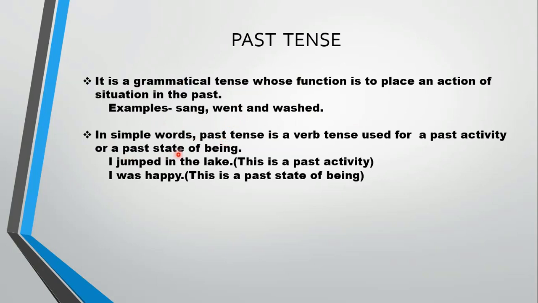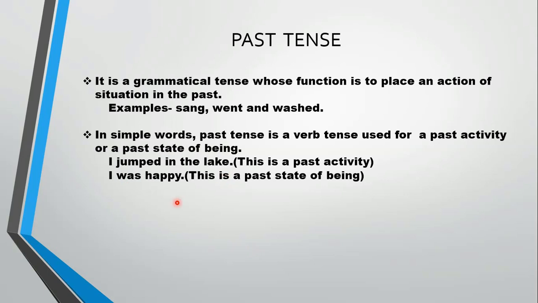So in simple words, past tense is a verb tense used for a past activity or a past state of being. You can see the examples, children. I jumped in the lake. This is a past activity. Jumped is showing your activity. That is an action, right? So that tells us about the past activity.